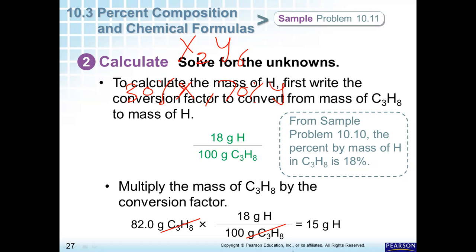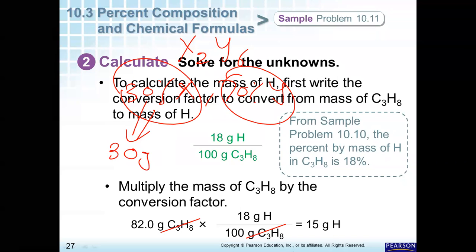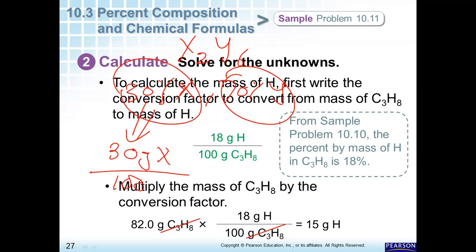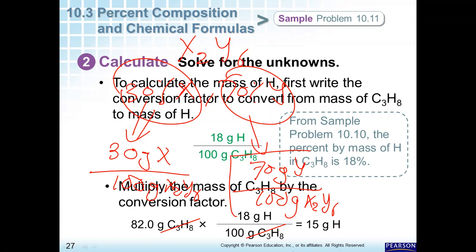From this percentage and from that percentage, you can extract a conversion factor, which is: per 100 grams of X2Y6, we have 30 grams of X. 30 grams of X is found in 100 grams of X2Y6. Is that right? And from the other one, you can do the same thing: I have 70 grams of Y that is found in 100 grams of X2Y6. These are the conversion factors that you have extracted from the percent composition, right?